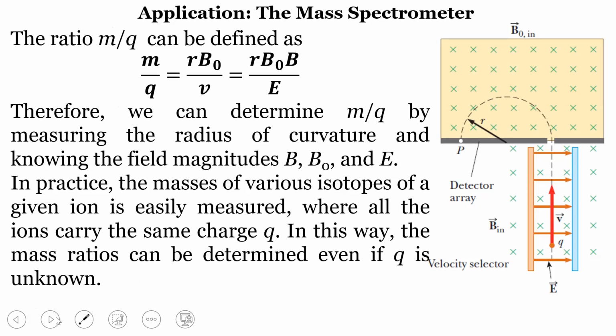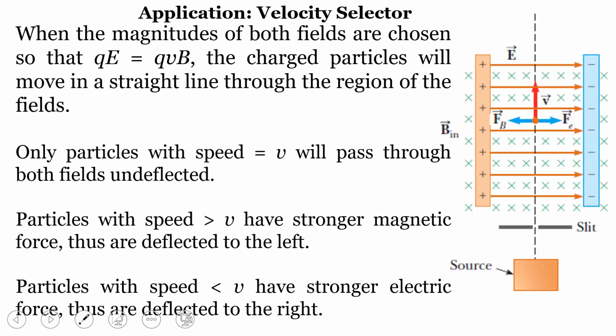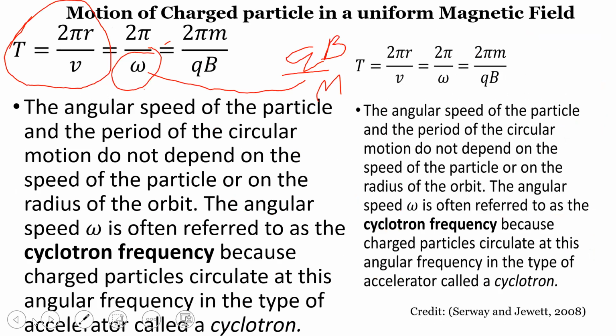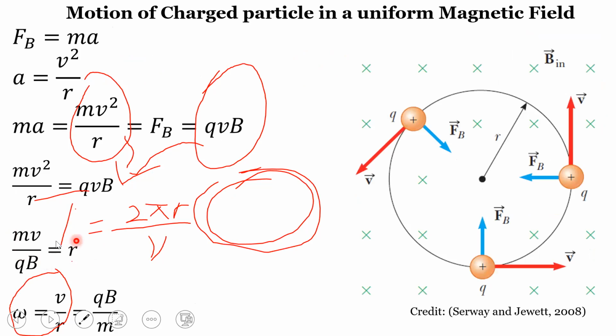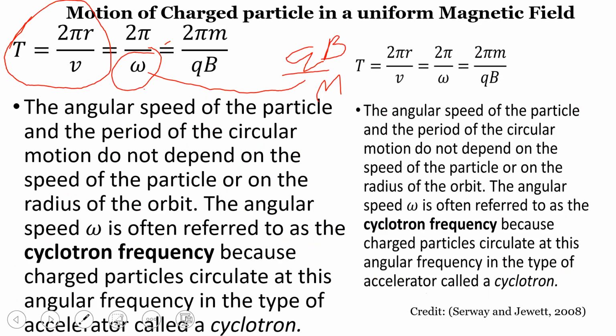So we should remember this, our formula. I think we have a formula that told us earlier that mv over r equal to qb. Let me go and spy. Yes, okay, this is what I wanted to remember: mv over qb equal to r. So as good as mv over r equal to qb, but let's take this one, mv over qb equal to r.